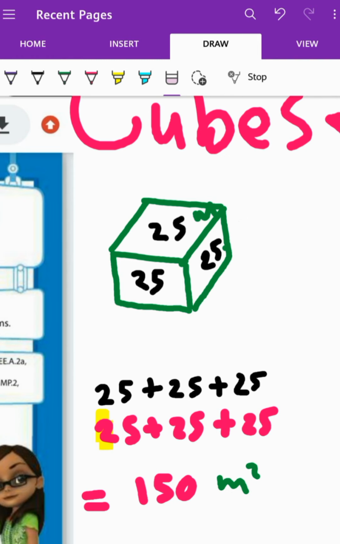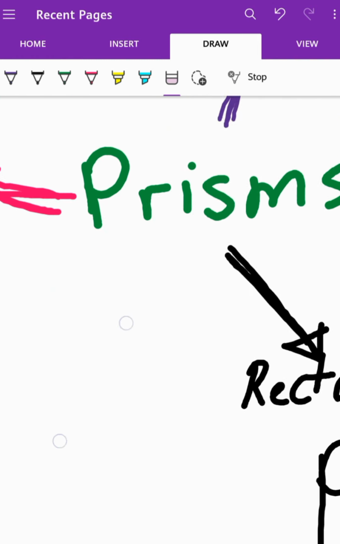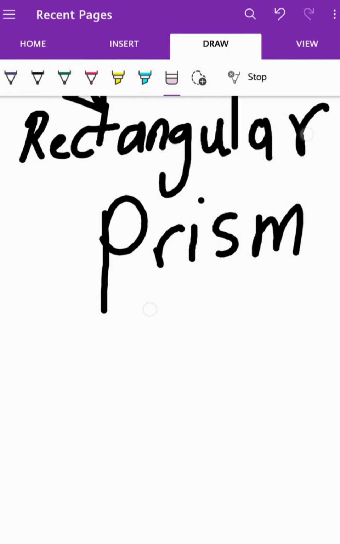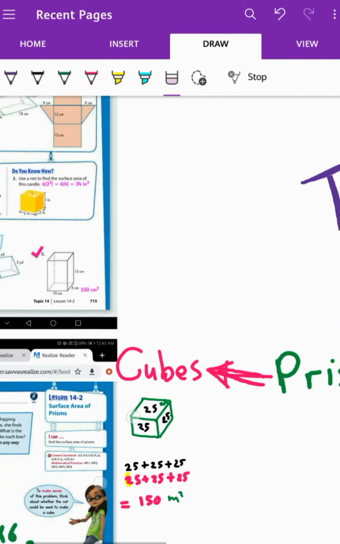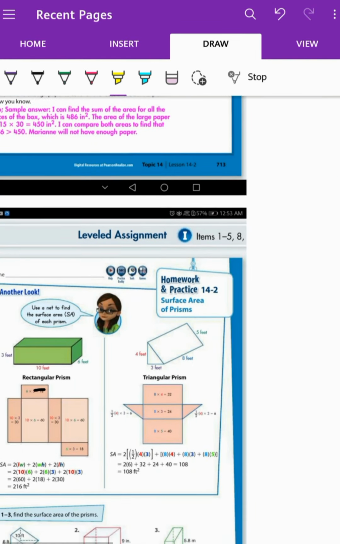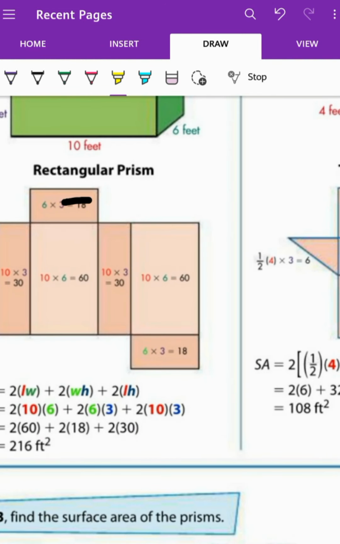Okay, my dear students, now let us go to the rectangular prism. Now we will study the rectangular prism. And the rectangular prism comes from where? From 6 rectangles. As you see here, you see 6 rectangles. Count them: 1, 2, 3, 4, 5, 6 rectangles.